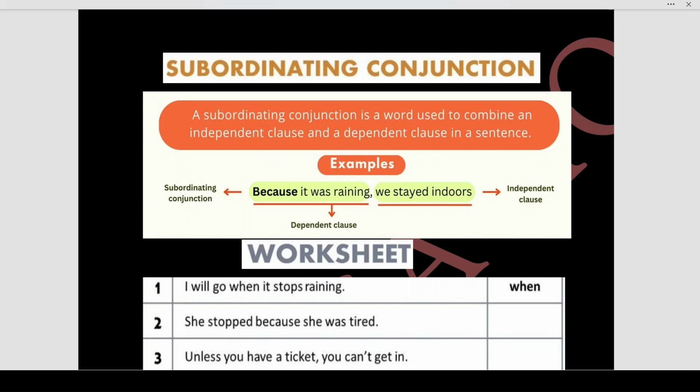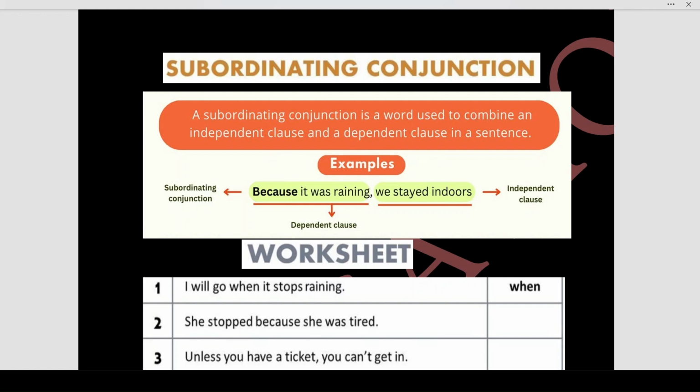In this video, we shall do a worksheet on subordinating conjunction. But first, what are conjunctions? Conjunctions are joining words. What will they join? They will either join two words or a word with a phrase or two phrases.